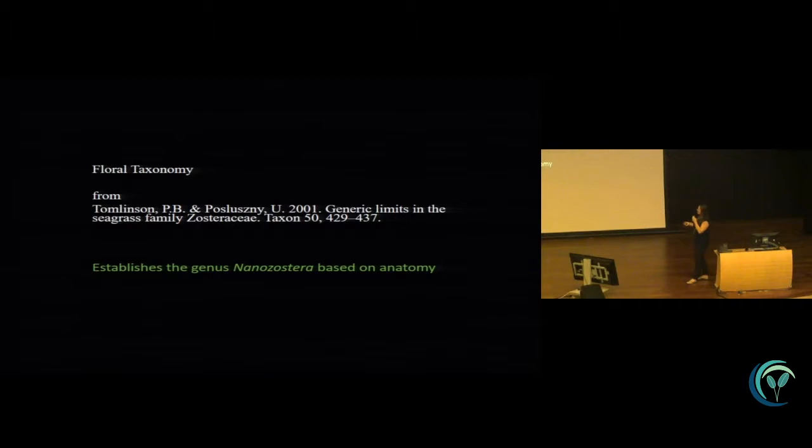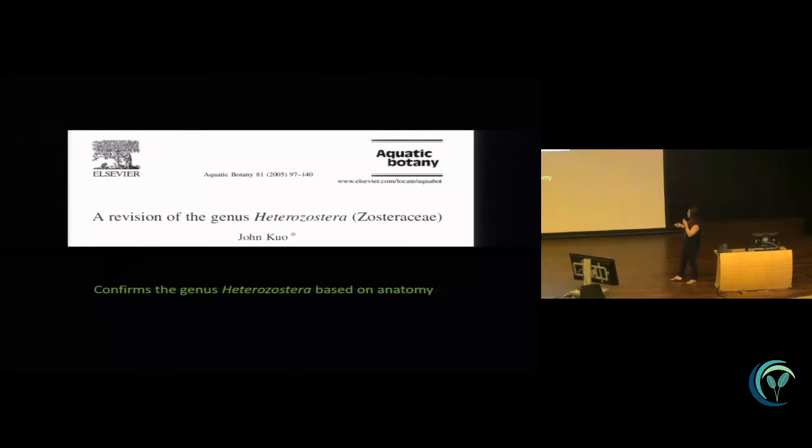So the genus Nanozostera was based on an anatomical description from Tomlinson and Posluszny. I've never met either of these people. They went through a floristic description. It was really great. And then John Kuo blessed us with a revision of the genus Heterozostera, originally described by Cornelis den Hartog, and also recognizing several species of Heterozostera.